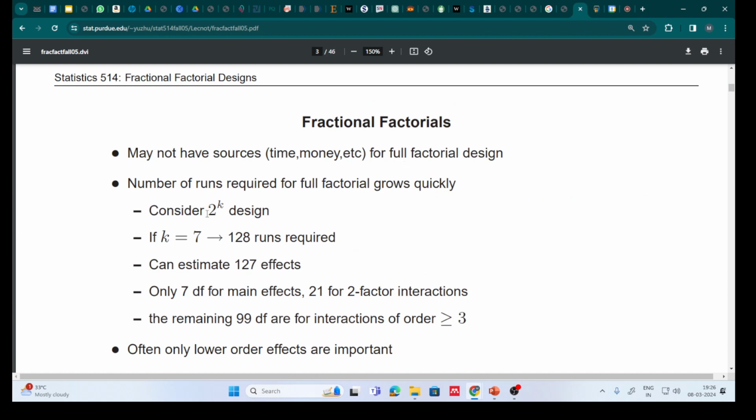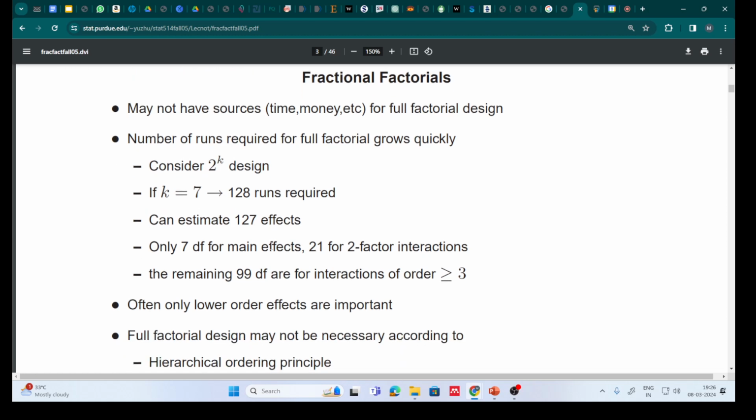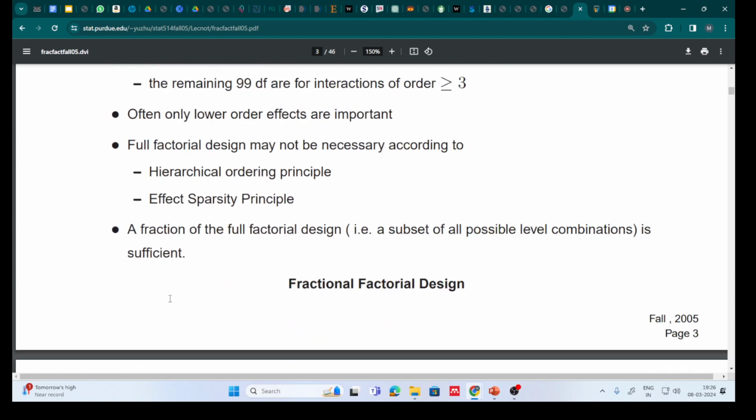Consider a 2^k design. Let's say k is equal to 7. So we have to run 128 runs, but only 7 degrees of freedom are for the main effects, 21 for the two-factor interactions, and the remaining are for interactions of order 3 or greater. So in that case, we have to discard those. Often we will consider that lower order effects are important, so we have to follow this.